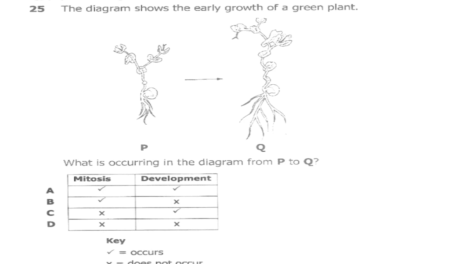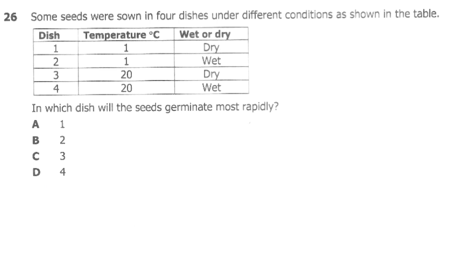We have 4 dishes, and each dish has seed. So in which dish will the seed germinate most rapidly? In which seed will there be more growth than the rest? Is it in dish 1, where the temperature is 1 degree and it is dry, or dish 2, where the temperature is 1 degree and it's wet, or 3, where the temperature is 20 degrees and dry, or 4, where the temperature is 20 degrees and wet?